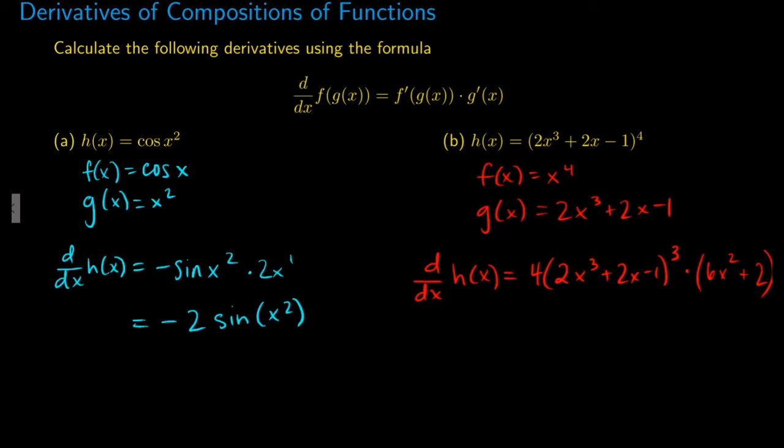So this is it. We can simplify a little bit. We should write this as 4 times, we'll distribute in here, 6x squared plus 2 times the quantity 2x cubed plus 2x minus 1 cubed.